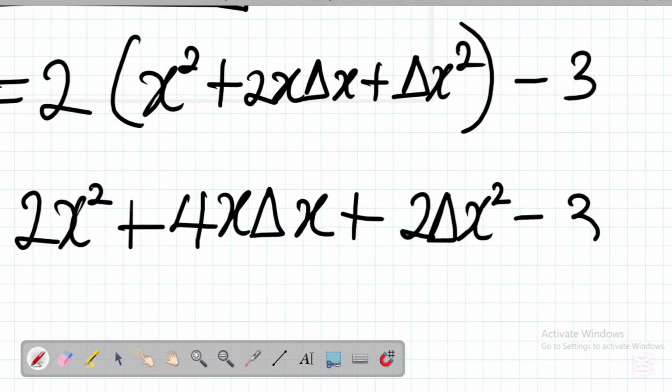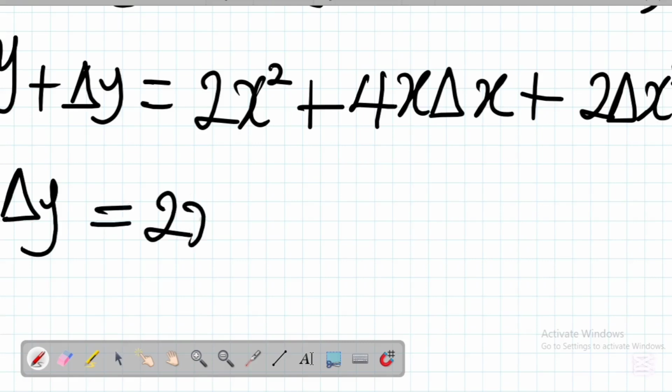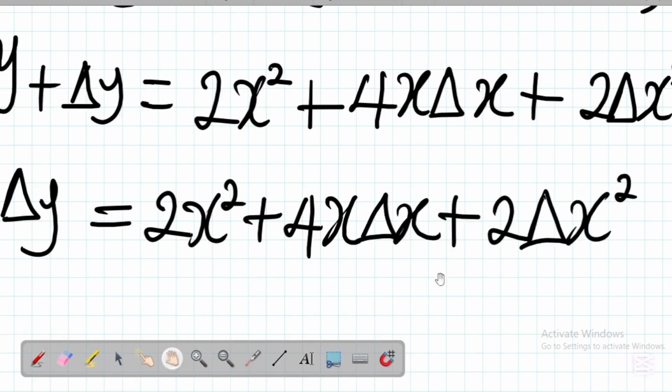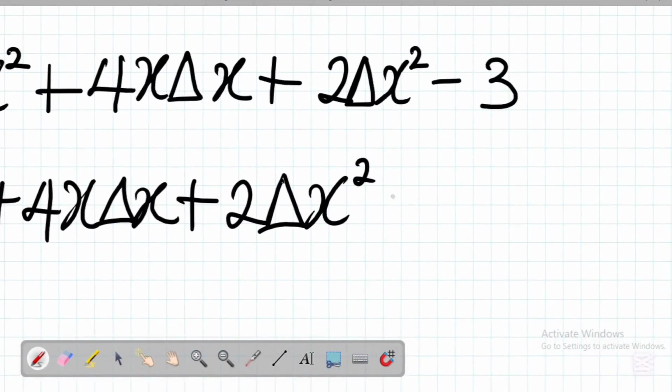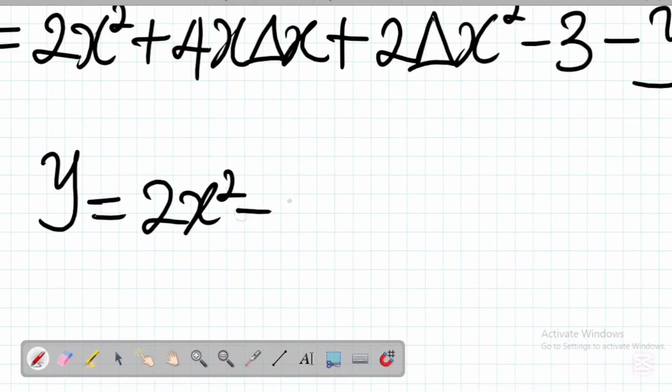and then minus 3. Our next task is to move y to the right hand side. So if we move y to the right hand side, we would have changing y equals 2x squared plus 4x changing x plus 2 changing x squared minus 3 minus y. And remember, from the question, y is equal to 2x squared minus 3.